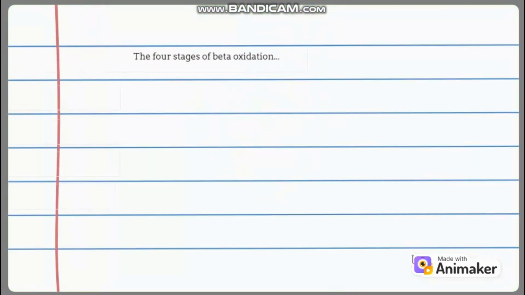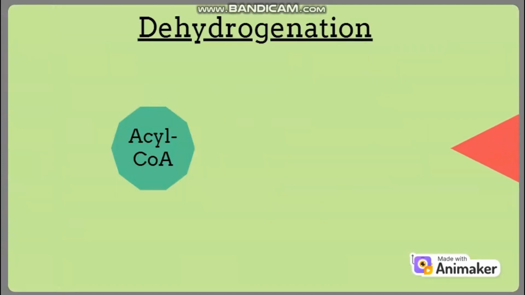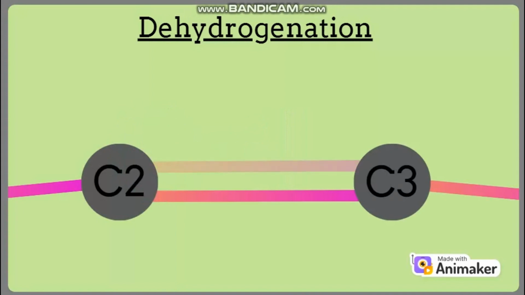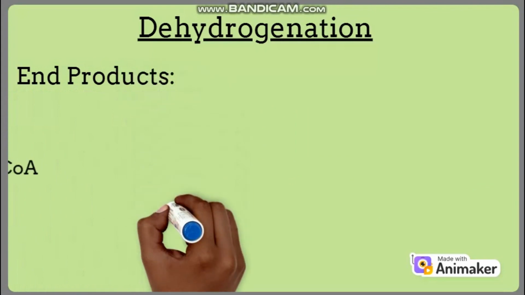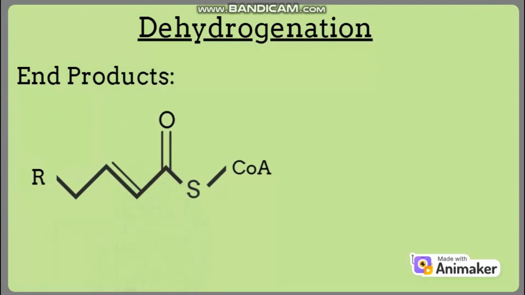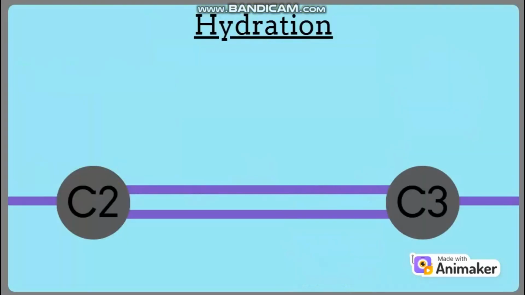There are 4 stages to beta-oxidation, which consist of dehydrogenation, hydration, oxidation, and thiolysis. In dehydrogenation, acyl-CoA is oxidized by the enzyme acyl-CoA dehydrogenase. A double bond is formed between the second and third carbons of the acyl-CoA chain. The end product of this reaction is trans-delta-2-enoyl-CoA. The reaction also uses FAD and produces FADH2, which enters the citric acid cycle to produce ATP to be used as energy.